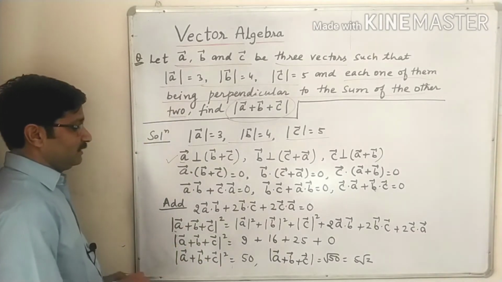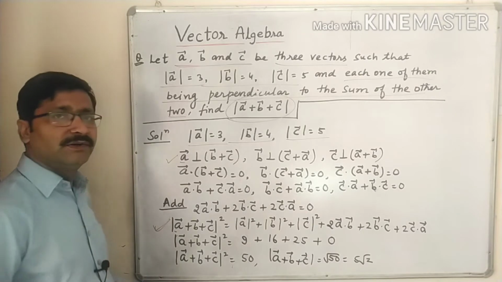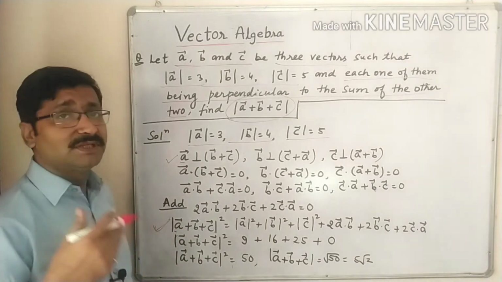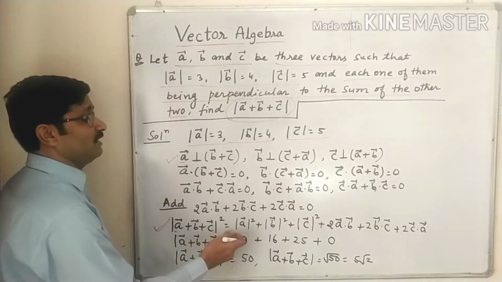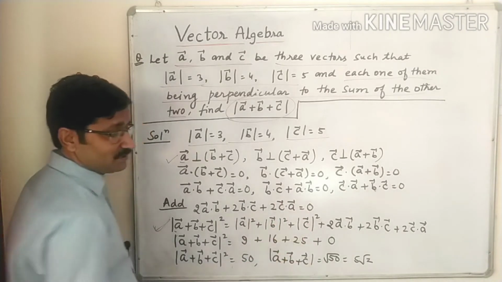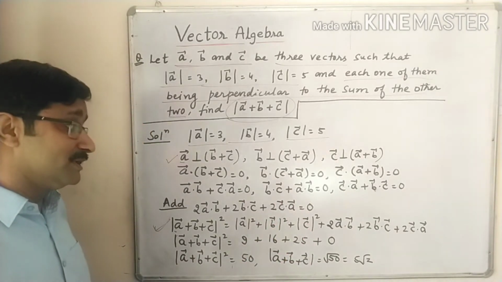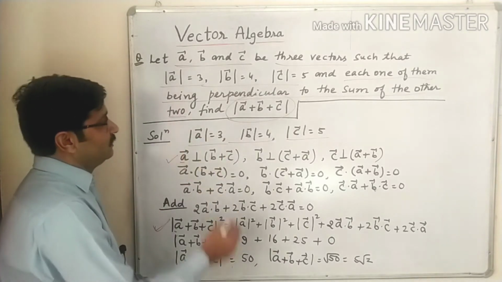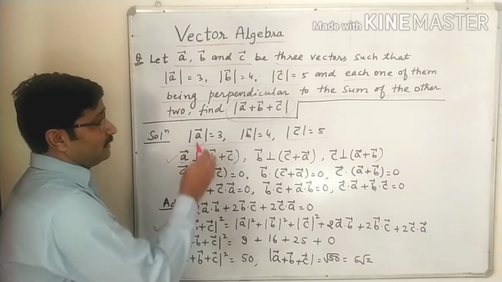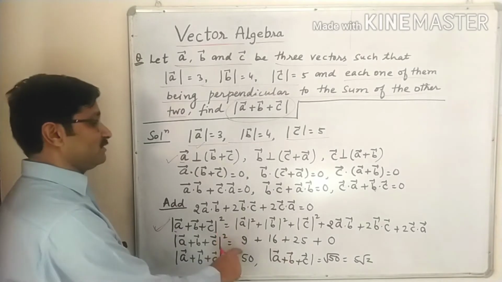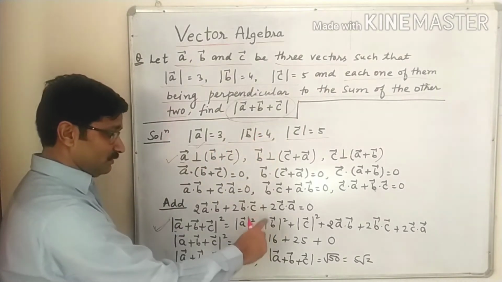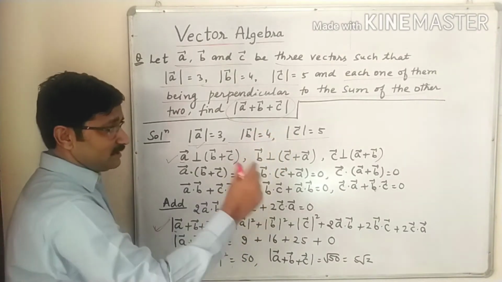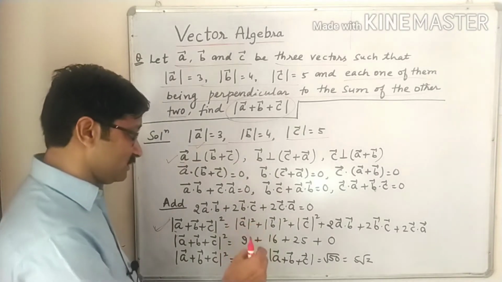Now we know this formula, which is very important and you have already done it in your lower classes. Here we will use modulus of A plus B plus C squared equals modulus A squared plus modulus B squared plus modulus C squared plus 2A dot B plus 2B dot C plus 2C dot A. Now you have to put in all these values. A modulus is given 3, so A squared is 9. B modulus is 4, so B modulus squared is 16. C modulus is given 5, so C modulus squared is 25.